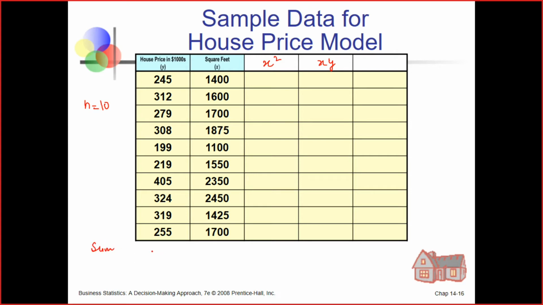The sum of y, if you add it, you'll find 2865. If you add all x, you'll get 17150. And now we'll do x square. We'll multiply 1 by 1, square this, so it will come to 1960000 and so on. You have to be careful whether these values are correct or not. Calculate in a proper way.